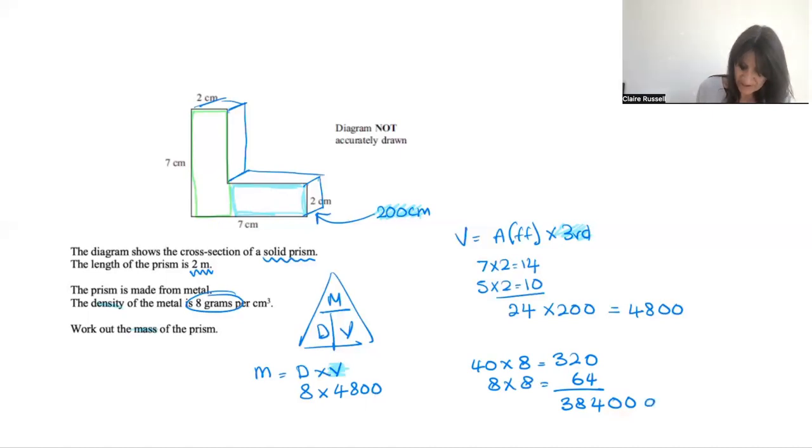is grams. If they'd made a point about saying, give your answer in kilograms, then we would have divided through by 1,000, and it would have been 38.4 kilograms. But they haven't, so we can leave it there, and that is the answer to that question.